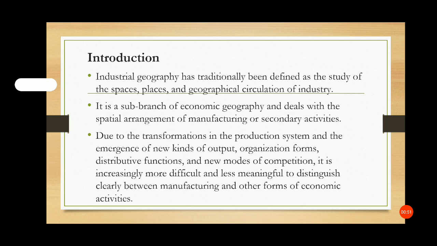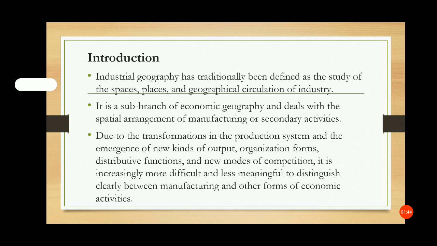Friends, industrial geography has traditionally been defined as a study of the space, place and geographical circulation of industry. It is a sub branch of economic geography. You know that geography is divided into two main branches, physical geography and human geography. Under human geography there are a number of branches, such as political geography, historical geography, economic geography, settlement geography, then population geography, and under the economic geography branch there are some important branches.